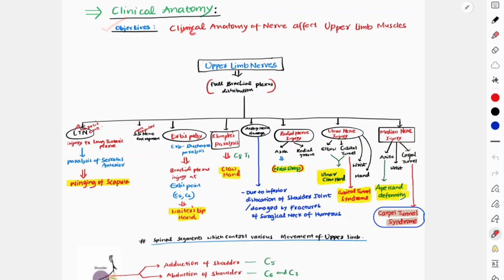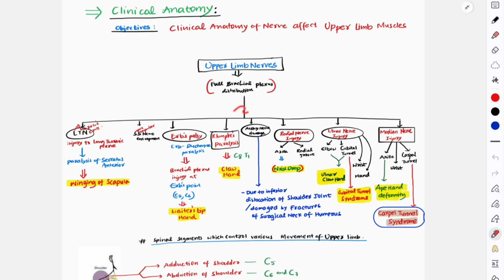The objective is the clinical anatomy of nerves that affect upper limb muscles. See the upper limb nerves, that is from the full distribution of the brachial plexus. The brachial plexus innervates the upper limb muscles, right? So any injury due to trauma or any compression or any damage occurring to these peripheral nerves can lead to palsy or paralysis of the muscle that is innervated by that peripheral nerve.